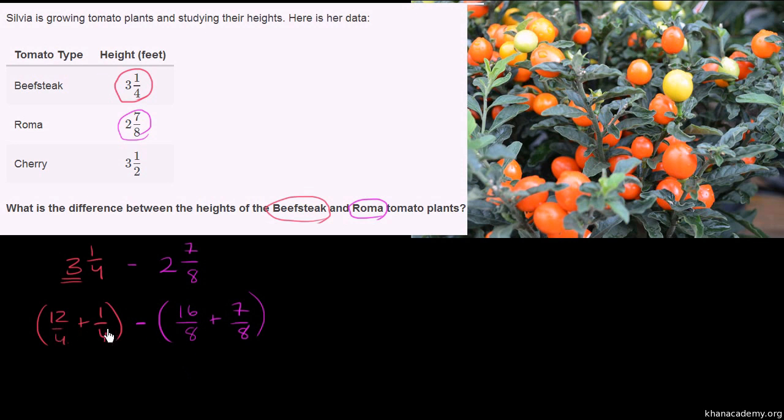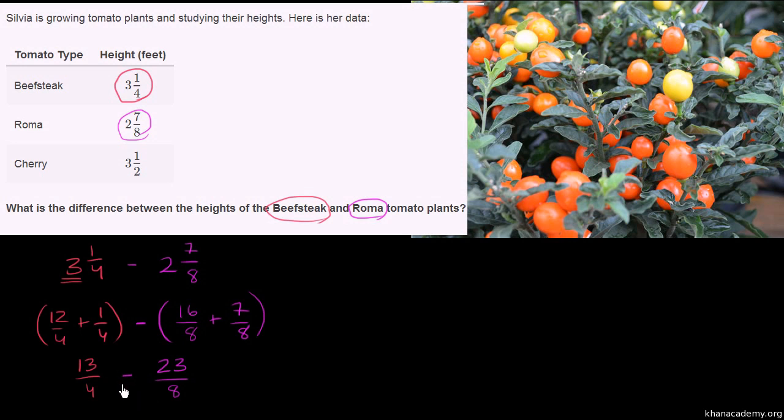Now, what is 12 fourths plus 1/4? It's 13 fourths, 13/4. And then what's 16/8 plus 7/8? Well, that's 23/8. So this is going to be minus 23/8. Now we're subtracting one fraction from another, but we have different denominators, so we can't make sense of this until we have the same denominator.